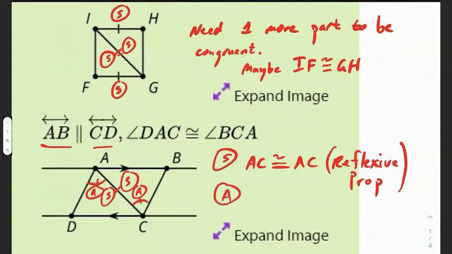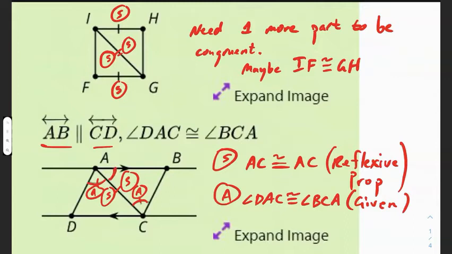So we have angle DAC, and they gave that to us, so that's the reason why. That was given. Now, can we get anything out of the idea that AB is parallel to CD? Can we get alternate interior angles involved? Let's see.